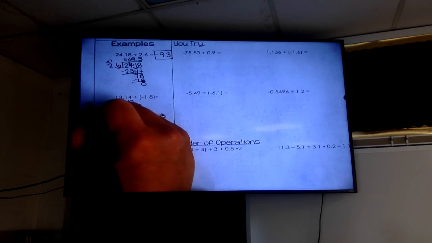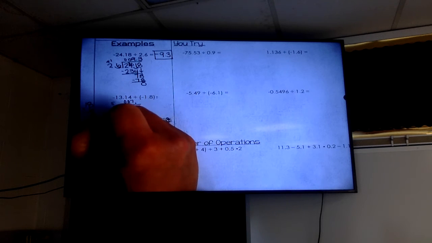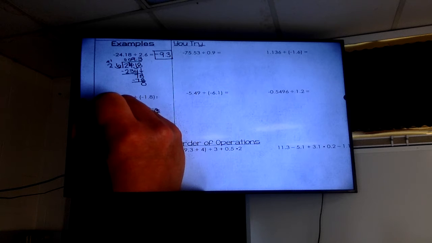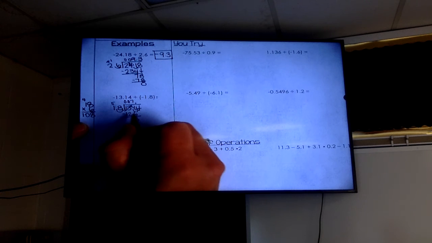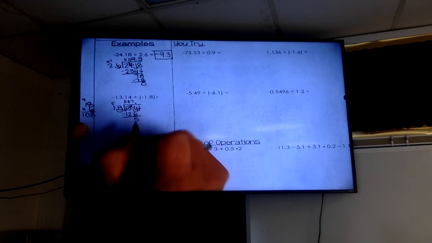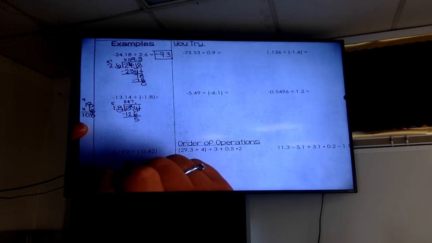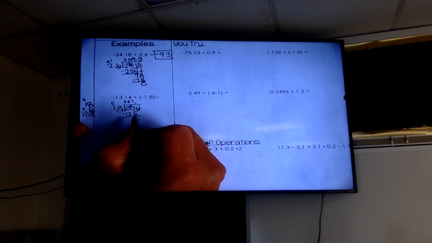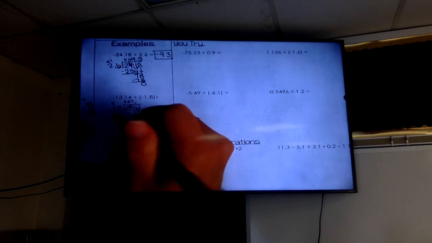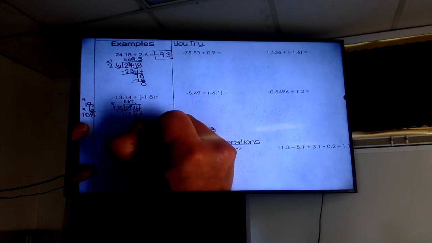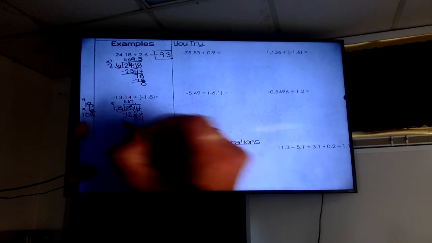If I would have done 6 instead of 7, I would have 8 times 6 is 48, and 6 times 1 plus 4 is 10. That would give me 108. And when I do my subtraction, 131 minus 108, I would end up with 23 left over. And 23 is bigger than 18, so that would tell me that that 6 wasn't big enough. I would have to do 7. All right, but we use 7, and that's perfect, so we're going to bring down the 4.